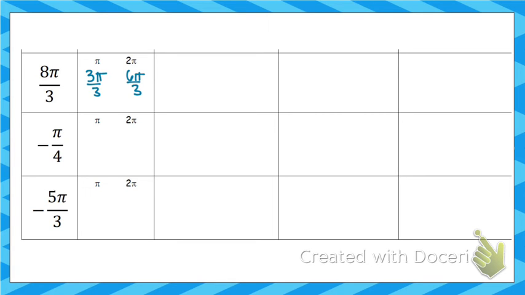So I need to figure out first, is this between 0 and 2 pi? It is not, okay? 8 pi over 3 is more than 2 pi. So I need to find a coterminal angle. To do that, I subtract 2 pi. 2 pi with a common denominator is 6 pi over 3. So if I subtract those, now I find a coterminal angle.